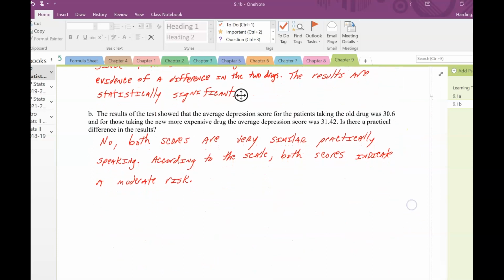Part B, the results of the test show that the average depression score for the patients taking the older drug was 30.6, and for those taking the new, more expensive drug, the average was 31.42. Is there a practical difference in the results? And this is the point of this. That difference between 30.6 and 31.42 is really small.